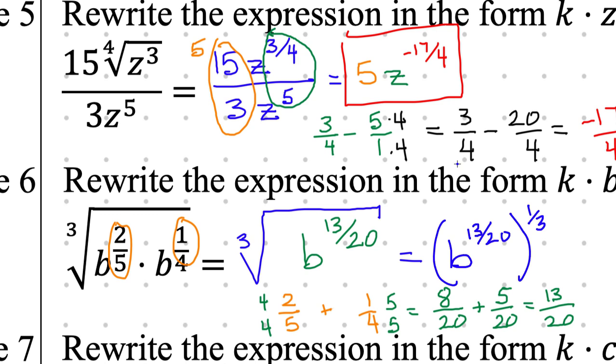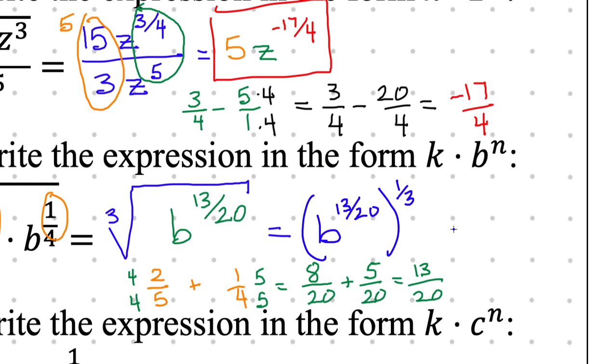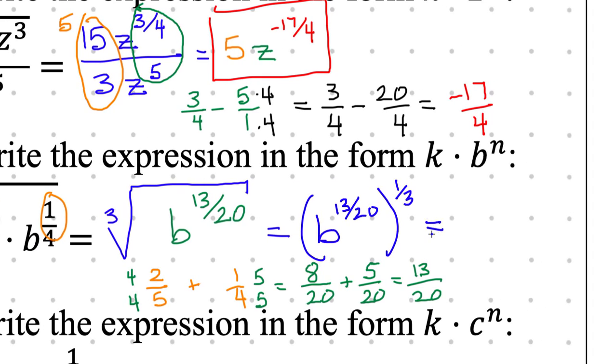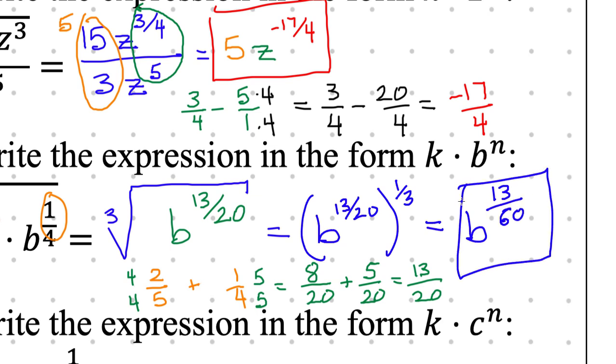I hope it will. All right, and who can do this multiplication for me to finish off this problem? Go for it, Beverly. 13b to the power of 13 over 60. There it is. Final answer. B to the power of 13 over 60.